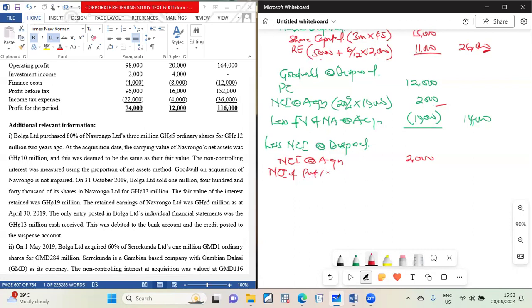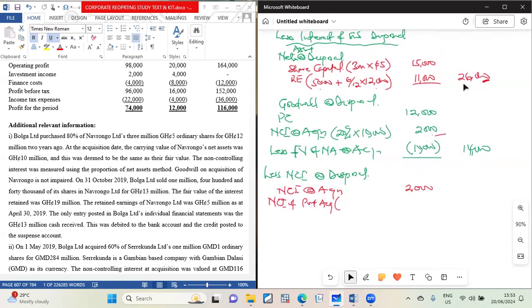So NCI at post-up. The NCI at reporting, which is the net asset at the time they dispose of this, is 26,000. So you don't struggle. Minus the fair value of the net asset, that one too is 10,000. Then you strike your 30.